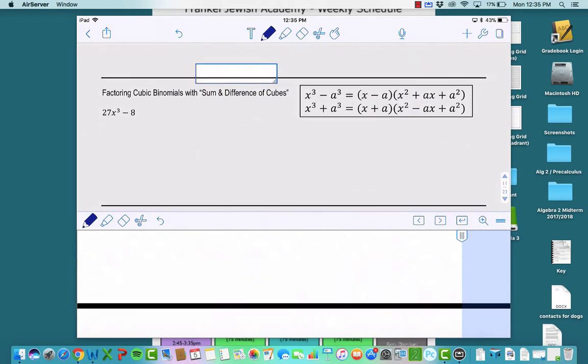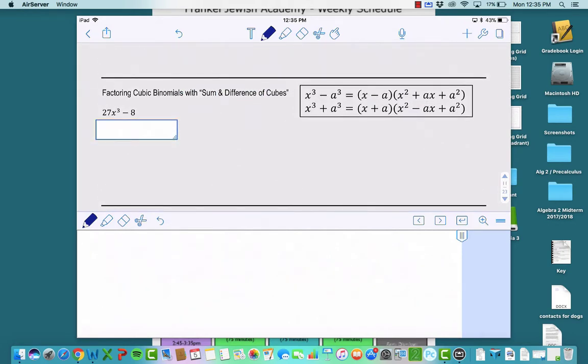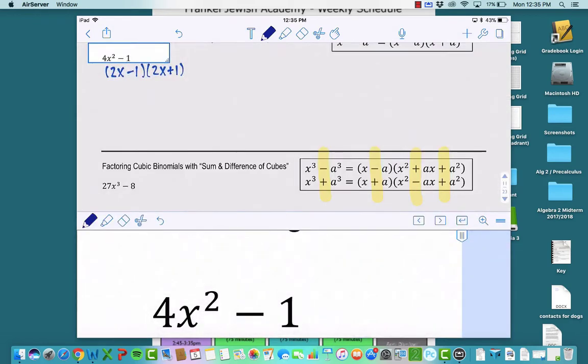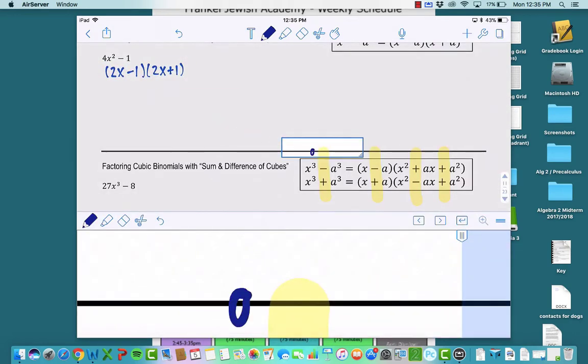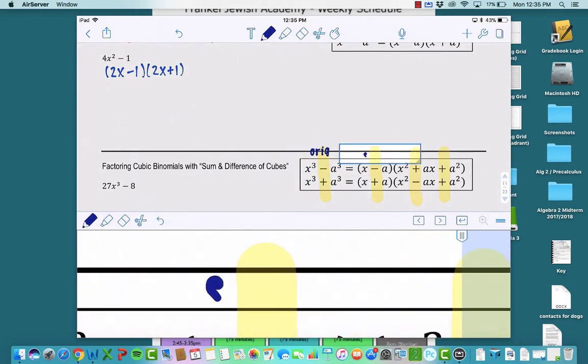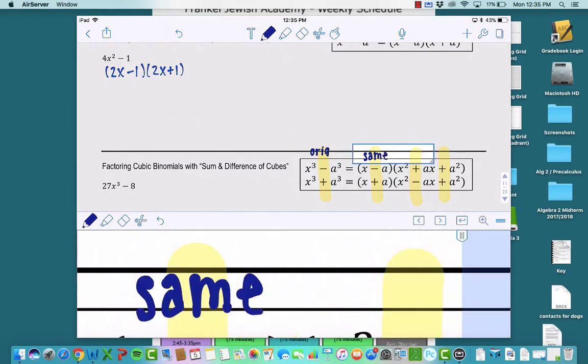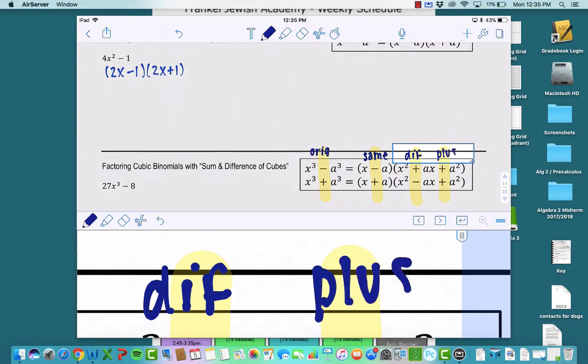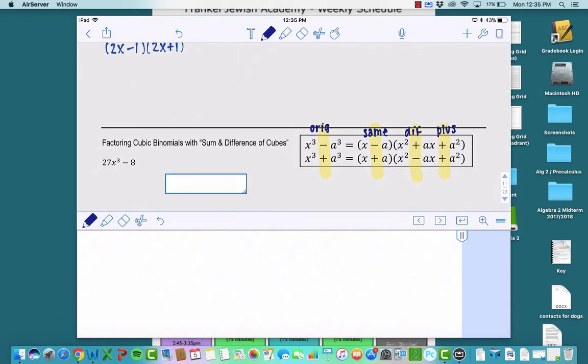Another set of formulas that we talked about, but now kind of upping it for chapter 6, is the sum and difference of cubes. So I told you you had to know these, and you do. But the way I always remember them, just because it's kind of hard, is if we look at the original sign, it always goes same as the original sign, different from the original sign, and then plus. So same, different, plus.